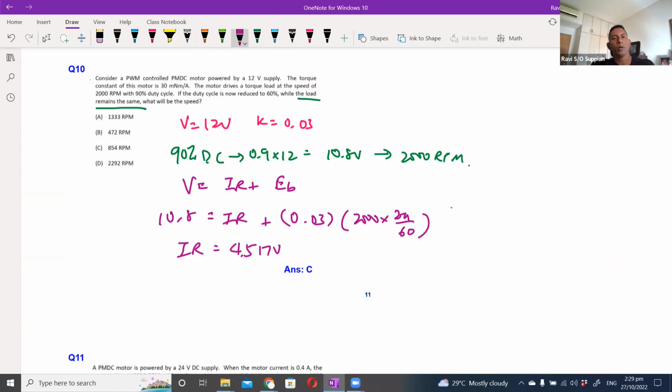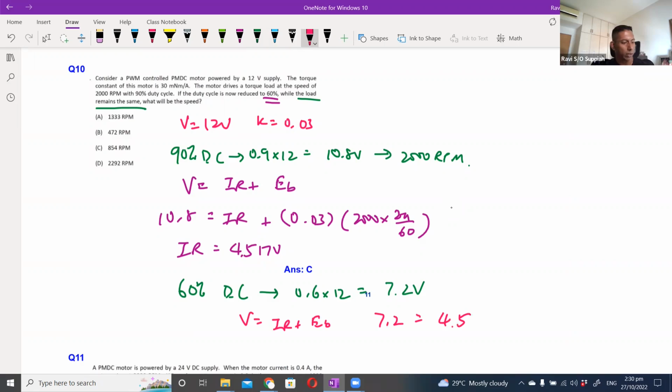What we know is in the second part we have reduced the duty cycle to 60%. At 60% duty cycle, what you have is 0.6 times 12, which gives 7.2 volt. Then I put in the same expression, V equals IR plus EB. So 7.2 equals 4.517 plus EB. So EB will be equal to 2.683, which is equal to K omega.